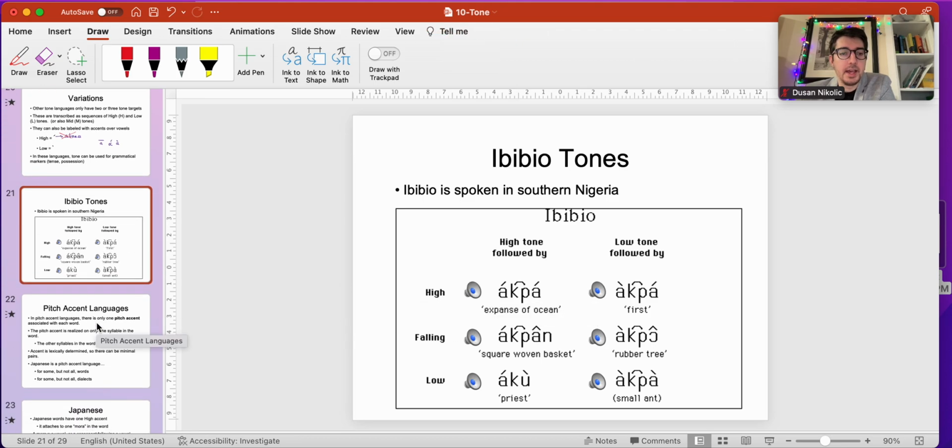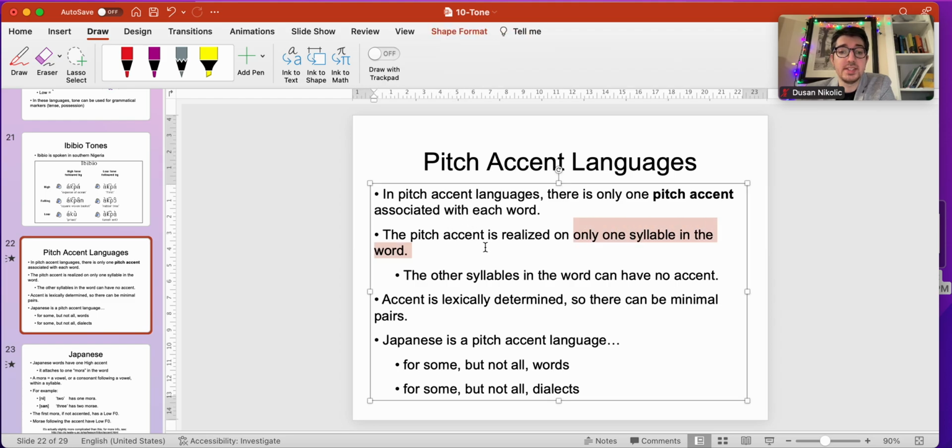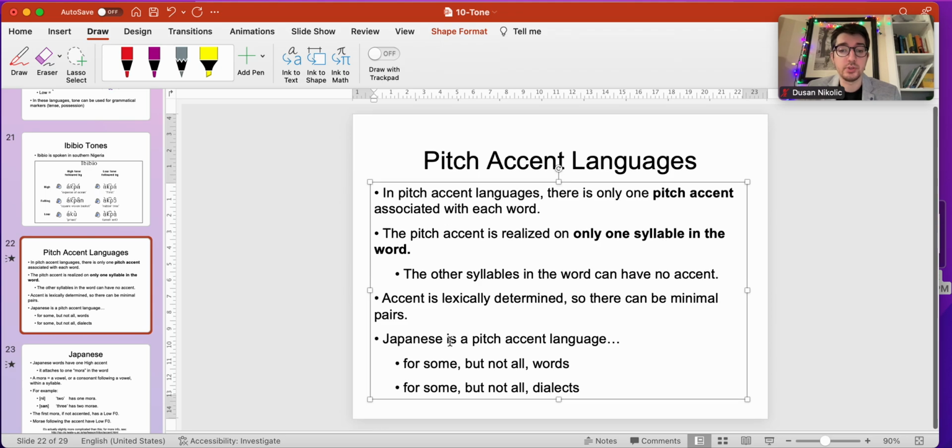Okay, I want to briefly walk you through pitch accent languages. The difference between a pitch accent and a tone is that pitch accent is realized on only one syllable in the word, and that I can bold it, right? The other syllables in the word can have no accent. Accent is lexically determined, so there can be minimal pairs. And don't confuse this accent with accents around the world, because pitch accent is just a suprasegmental property of words in languages such as Japanese, Swedish, Serbian, and so on and so forth.